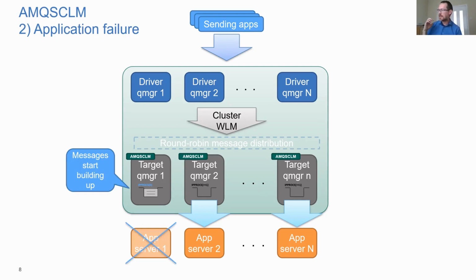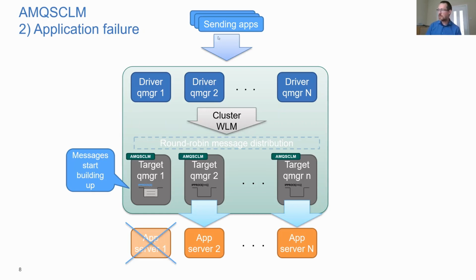Okay, so if we now move away from the stable steady state, something's caused app server 1 to fail. Maybe there's been a hardware outage or something like that, and so the application server goes down, and that means there's no one now consuming from the cluster queue on target queue manager 1. And because there's nothing consuming, the IP procs for that queue manager now goes down to 0 because there's no processes consuming from that queue.